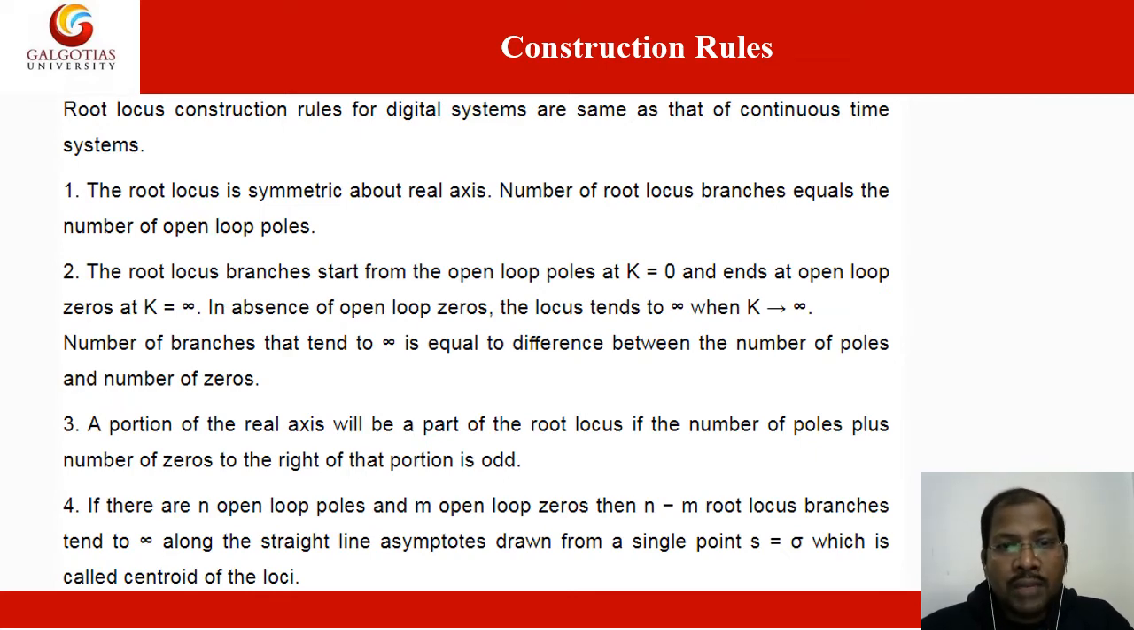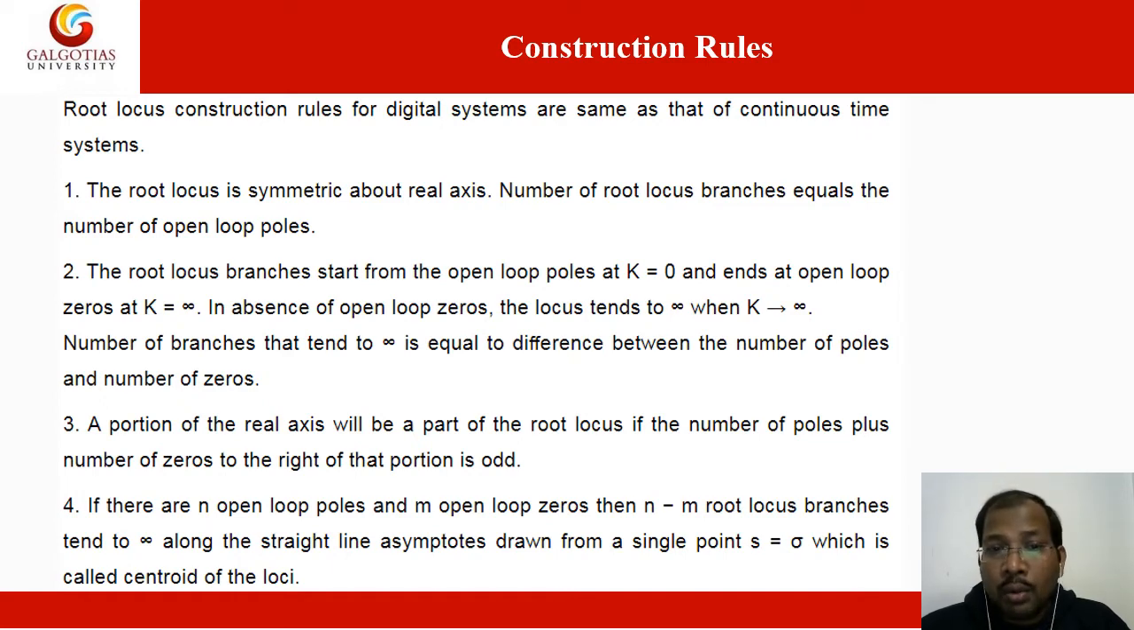Third, a portion of the real axis will be part of the root locus if the number of poles plus zeros on its right-hand side is odd. Means we can find which region is feasible, where the root locus is going to originate or flow, by counting the number of poles plus zeros. If this count for a particular region is odd, then it is a feasible region. If even, there is no feasible region. This is the same as in the conventional case.